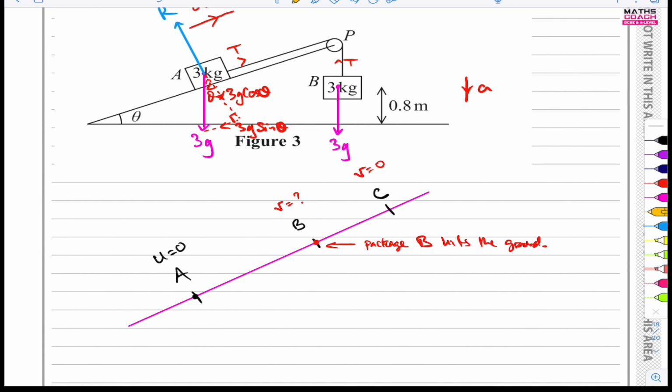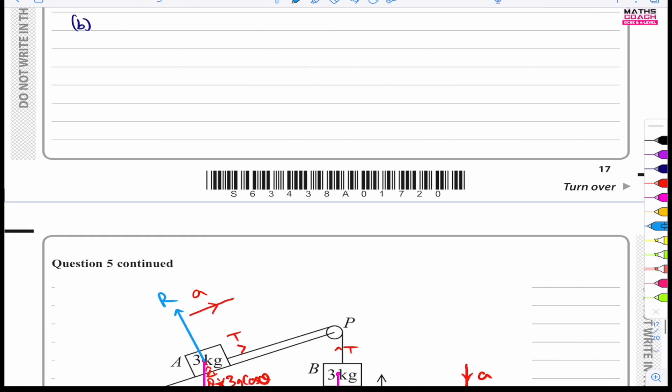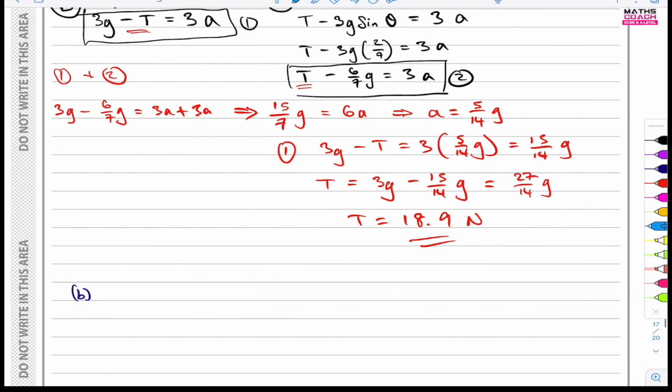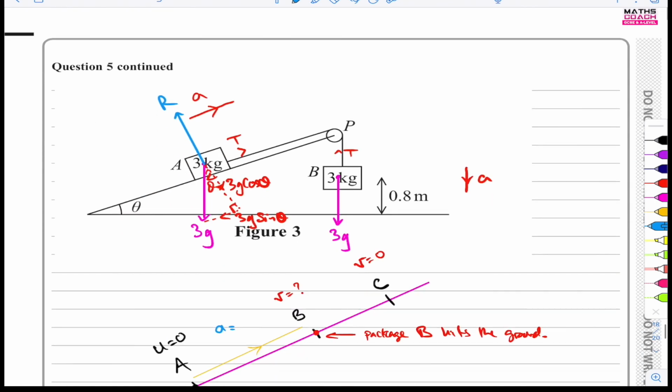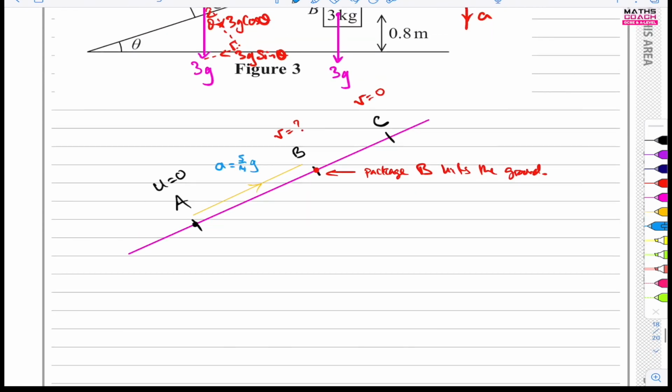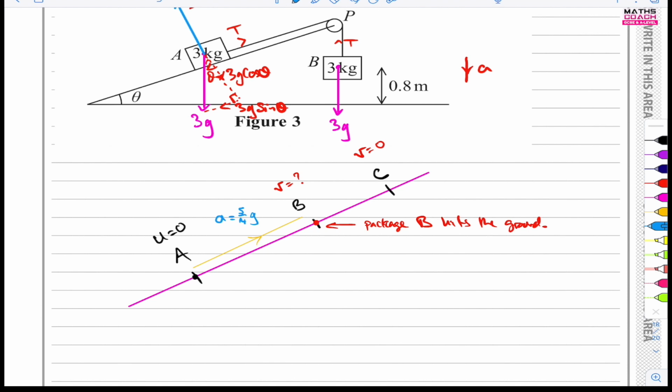Now, there are 2 stages to the motion of package A. During its motion from A to B, both packages are connected. So when they're connected, they have an acceleration which we worked out to be 5 over 14g. So from A to B, the acceleration is 5 over 14g. But the moment B hits the ground, the tension comes to 0. There's no more tension anymore.